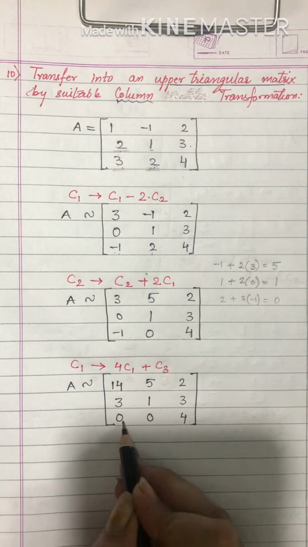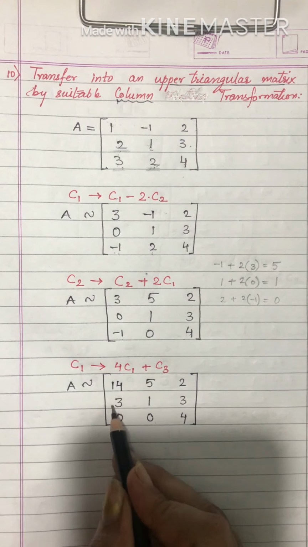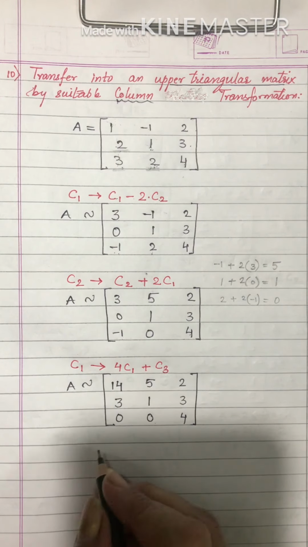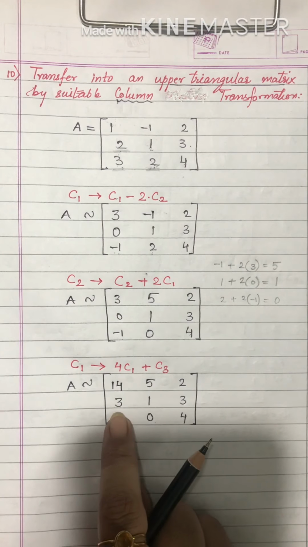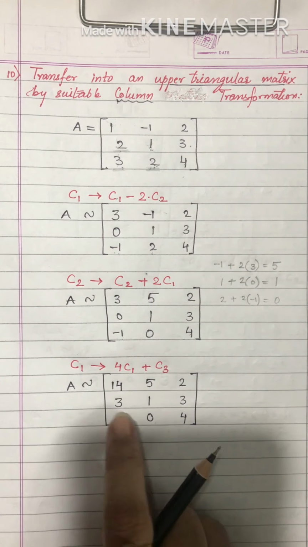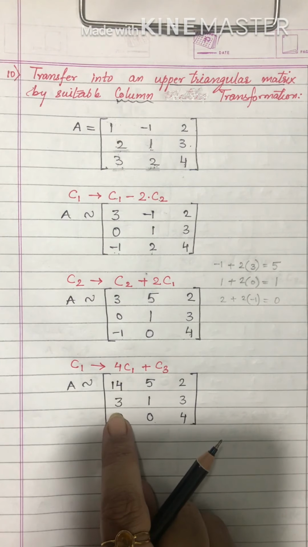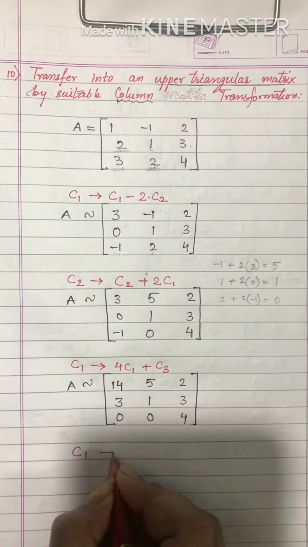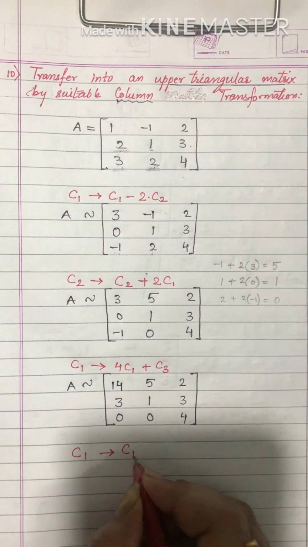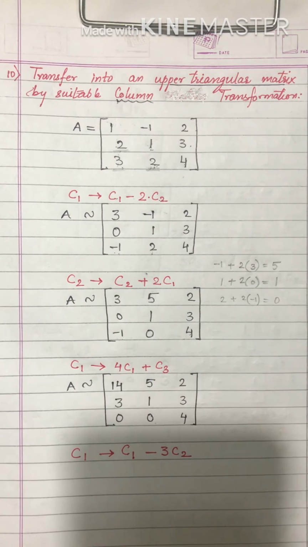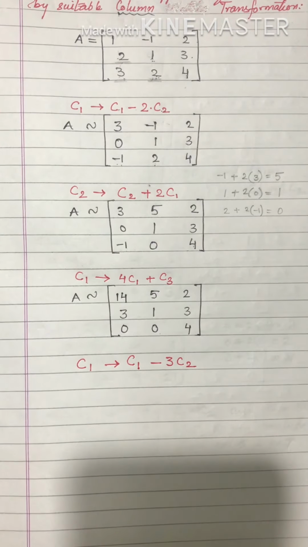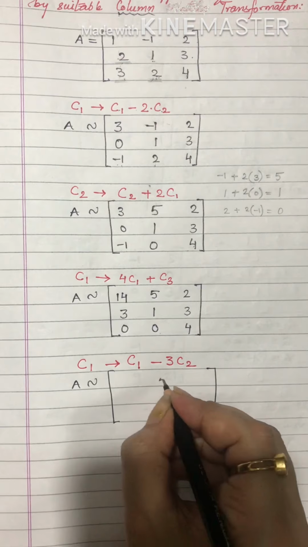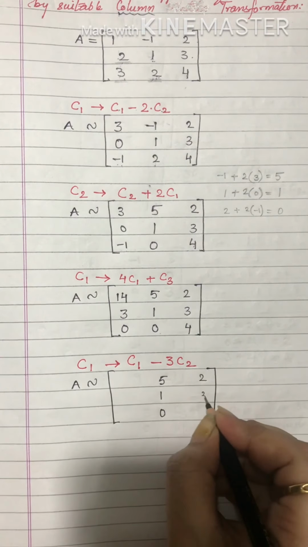Now this one became 0, but the element in this place, A21, became 3. So no issues. We will make use of one more transformation so that this becomes 0. We have to make changes in column 1. We can use this. Yes, see now it is easy. So for C1, I make the transformation C1 minus 3 C2. Again I will write and copy down the C2 and C3 elements the same.